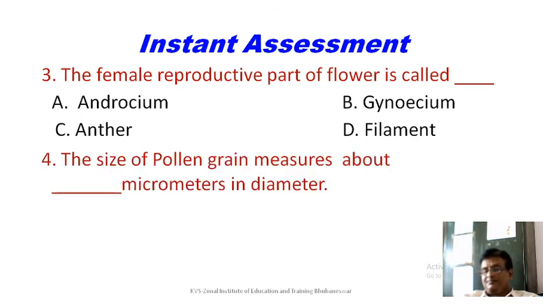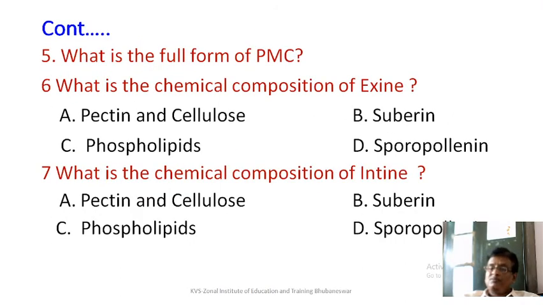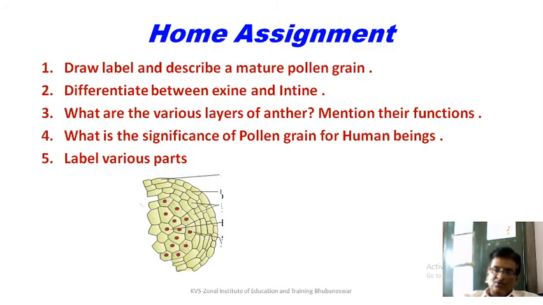Choose the correct term. The size of the pollen grain measures about how many micrometers in diameter? 25 to 50, 5 to 20, 100 to 200 or even more than 500 micrometers. Choose the correct one. Then you should also be able to tell me what is the full form of PMC. Also, what is the chemical composition of exine? So out of the 4, you have to find the correct one. Again, out of these 4, choose the correct one. After you do it, you can compare your results. These are the results, these are the solutions. Find out how much you have scored.